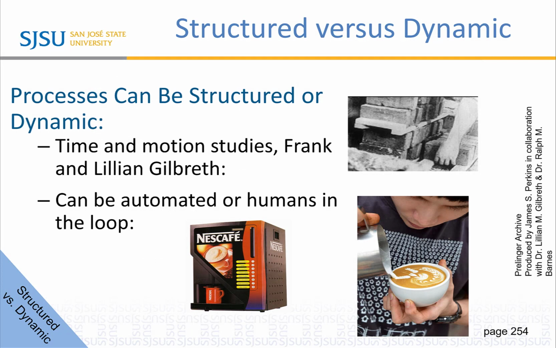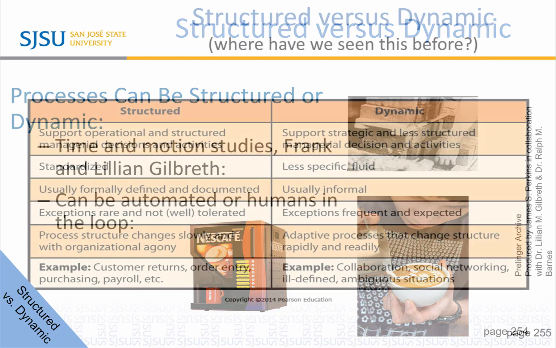Also, the same process can be structured and automated, or unstructured and not automated. For example, a latte or espresso can be generated by a machine such as the Nescafé machine shown here, or it could be created manually by a barista, such as the man in the picture shown here, who won a competition for his latte art.